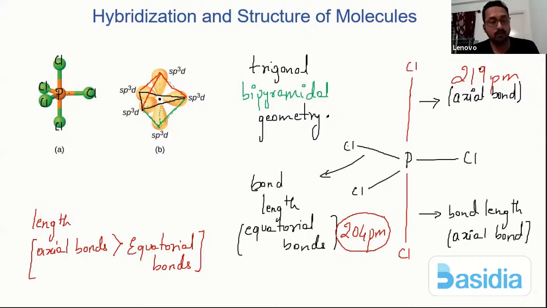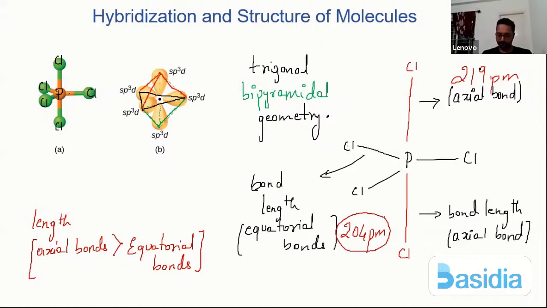Now, one homework question you have to take here is the homework question. Why axial bonds are longer compared to the equatorial bonds? Please write down the homework question. Why axial bonds are longer compared to the equatorial bonds?